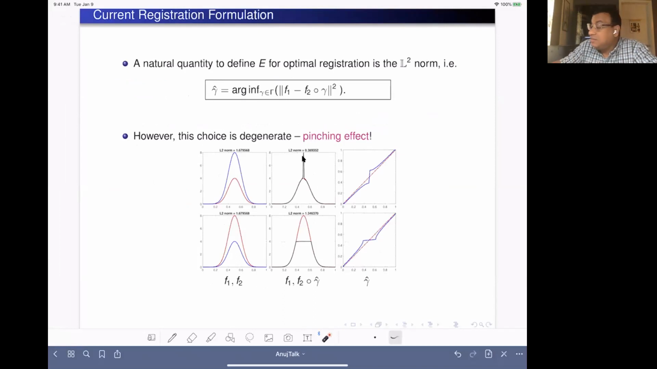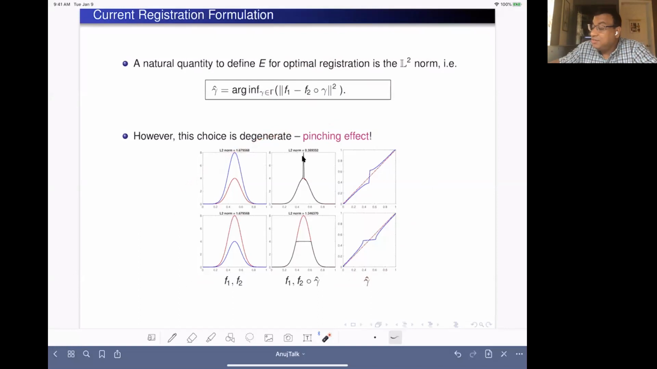They started with, the natural choice was, if I want to align a function f1 with the time warped version of f2, I just simply compute the difference between them under the L2 norm and I try to minimize it. This is what one would start with naturally, because that's the only norm we know so far. It's a very convenient norm.